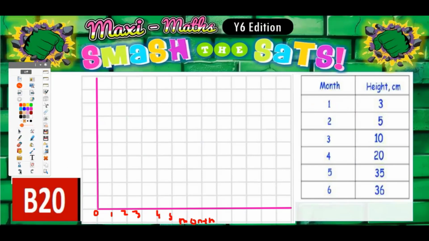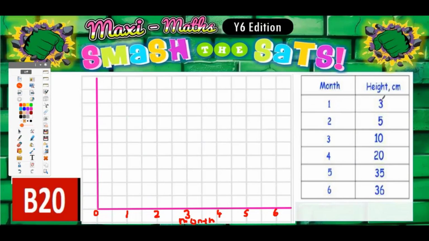But I'm actually going to spread it out. I'm going to go every 2 squares is 1 month. So 0, 1 month, another 2 squares, 2 months, 3 months, 4 months, 5 months, 6 months. Just to spread it out so it's not as squashed up.